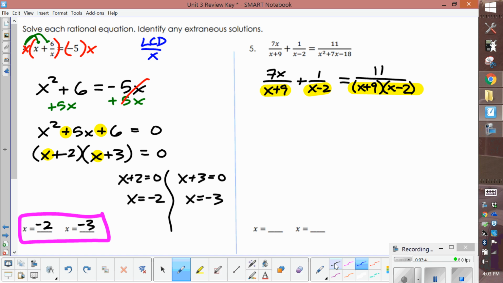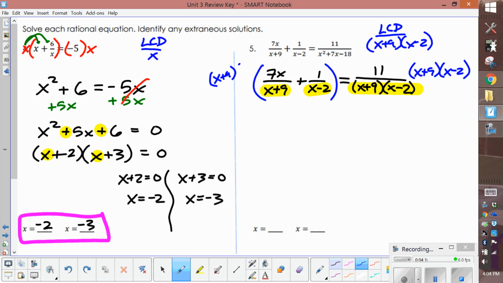So my LCD in this particular problem is x plus 9 times x minus 2, the whole thing. So I need to multiply everything by x plus 9 times x minus 2. So x plus 9 times x minus 2 on the left. And then over here, x plus 9 times x minus 2. On the right side, it's pretty easy. The x plus 9s will cancel out. The x minus 2s will cancel out. I'm left with just 11.